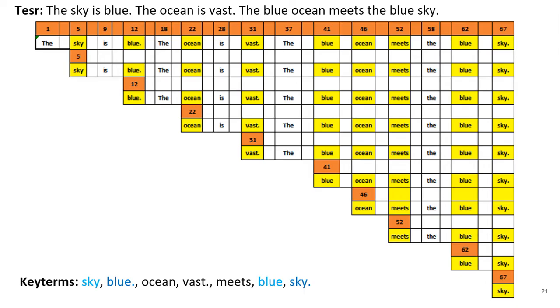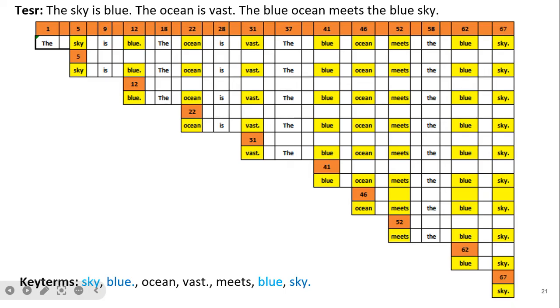Now see the next example. The text is: the sky is blue, the ocean is vast, the blue ocean meets the blue sky. Here if we want to make the supra index and the suffix array and suffix tree, then we need to find the particular keywords. So the key terms are sky, blue dot, ocean, vast dot, meets, blue and sky. Here stemming is not used, but if we want we can use stemming also here.